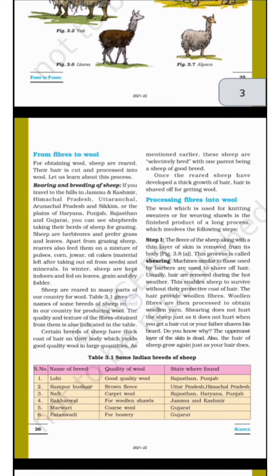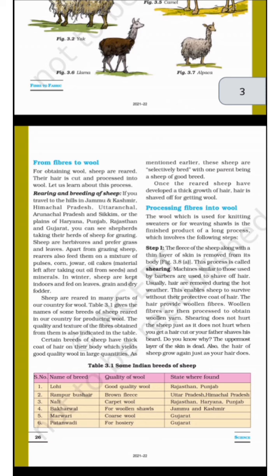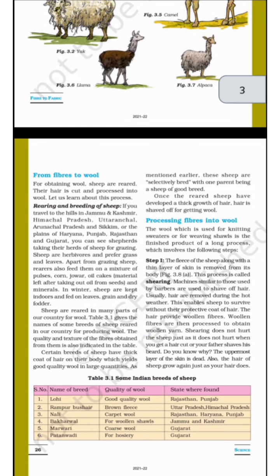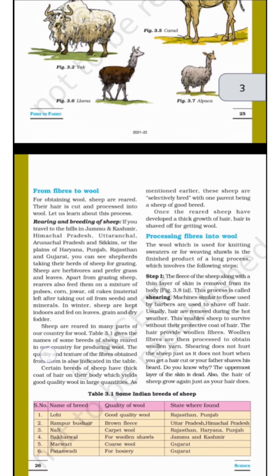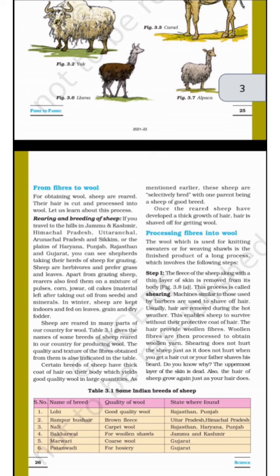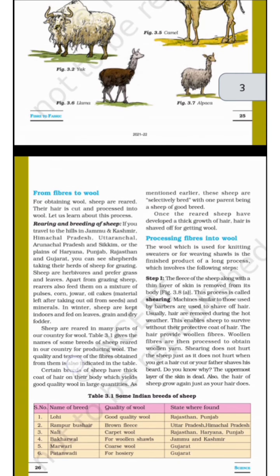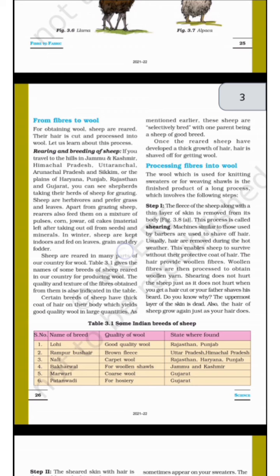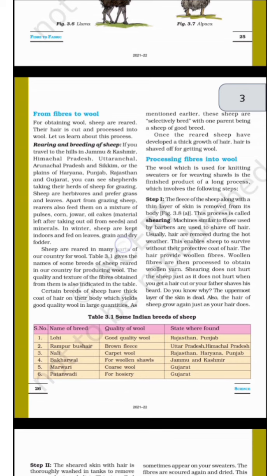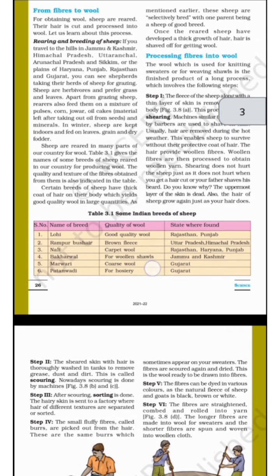Table 3.1 gives the names of some breeds of sheep reared in our country for producing wool. The quality and texture of the fiber obtained from them is also indicated in the table. In our country, we have different breeds of sheep reared in different parts of the country. These sheep give wool of different quality also. Let us look at this table.